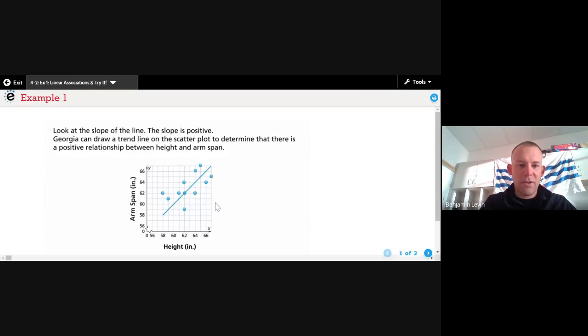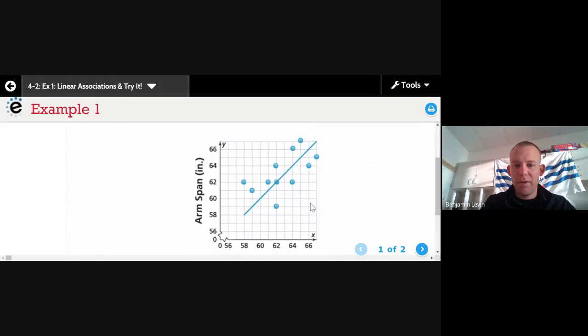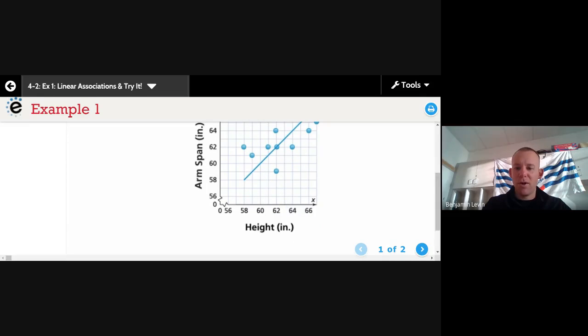What I'm going to do today is pick up where we left off yesterday, talking about scatter plots. We looked at this scatter plot, and I'll make it bigger so you can see it. In this problem, they were talking about the correlation between someone's height and someone's arm span. You can see the labels too, and we said all of the data was between 58 and 66.